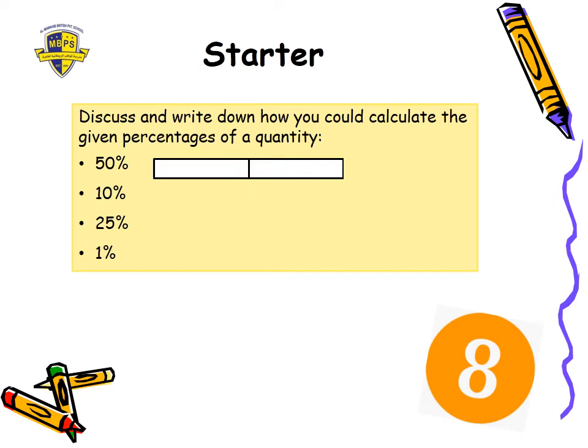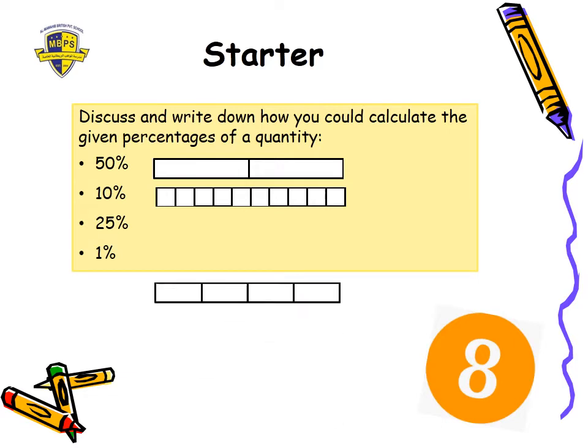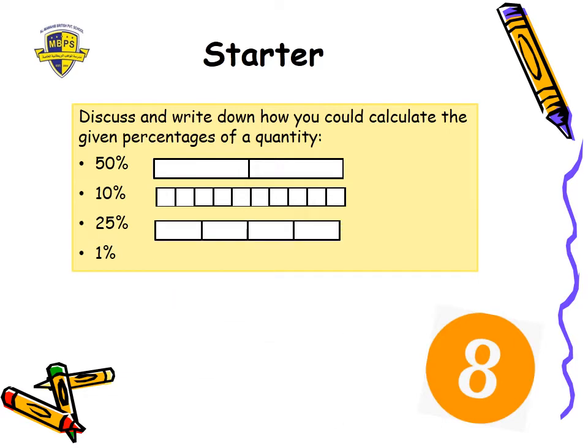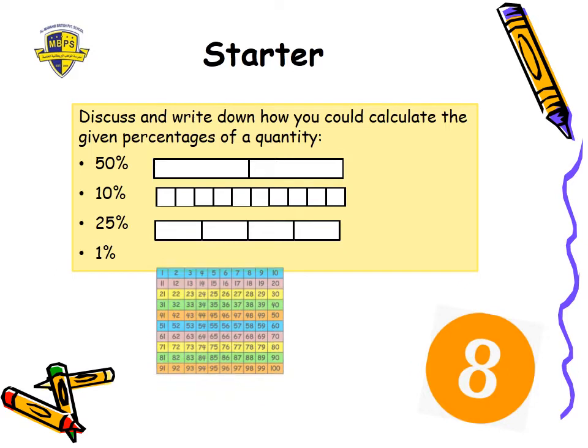Now to find 10% of any number, you have to divide this number into 10 equal parts. To find 25% of any number, divide the number into 4 parts, because in 100 we have 4 twenty-fives. And to find 1% of any number, divide this number into 100 equal parts.